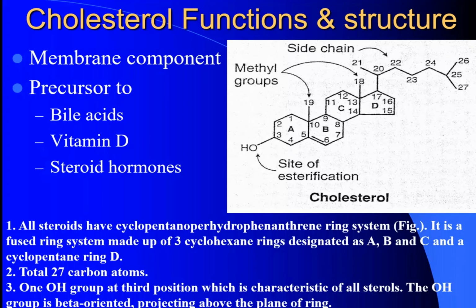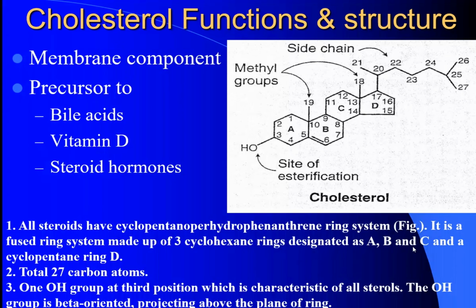All the steroids have the cyclopentanoperhydrophenanthrene ring system, and they are also membrane components. Cholesterol is the precursor of the bile salts or bile acids, and also vitamin D and steroid hormones. So this is the structure of cholesterol, and a total of 27 carbon atoms is there.